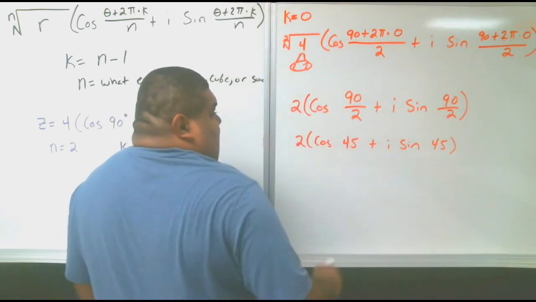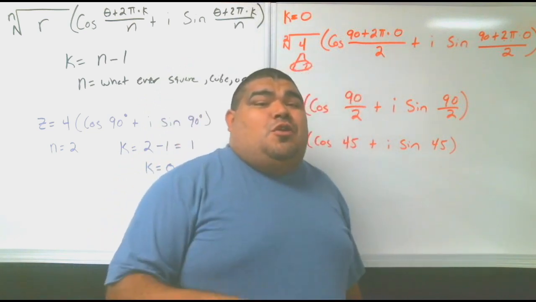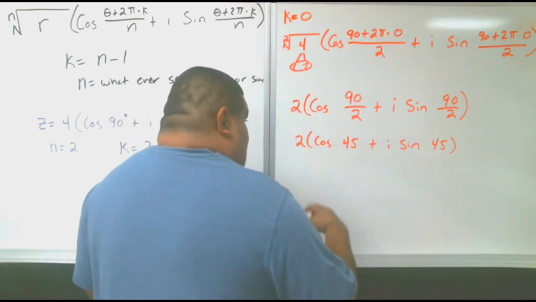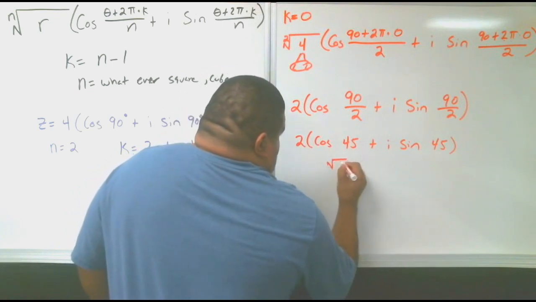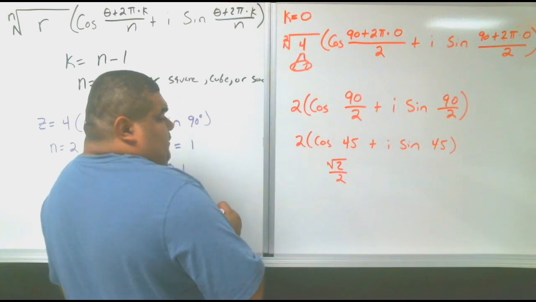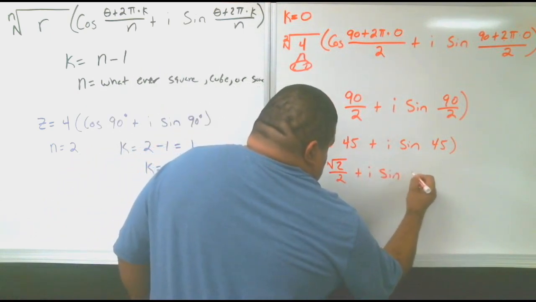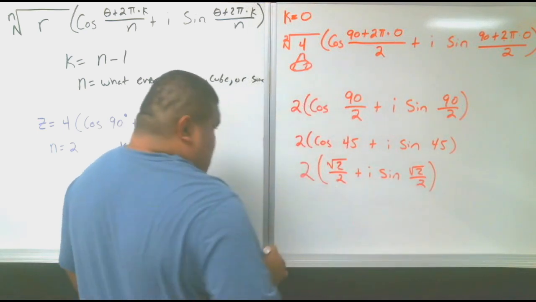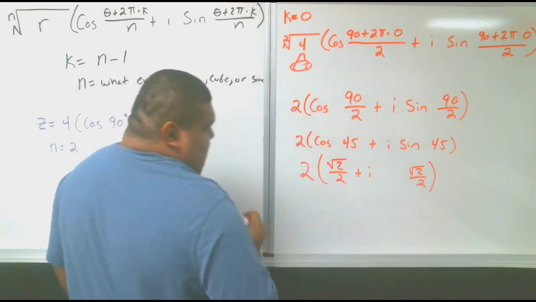So cosine and sine at 45, if we look at the unit circle, okay? Technically by now we should already know all the radians in sine and cosine. If you remember, for cosine of 45 we have radical of 2 over 2, plus i sine, radical of 2 over 2, and then our 2 on the outside.